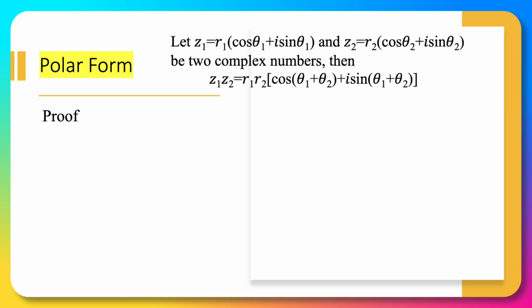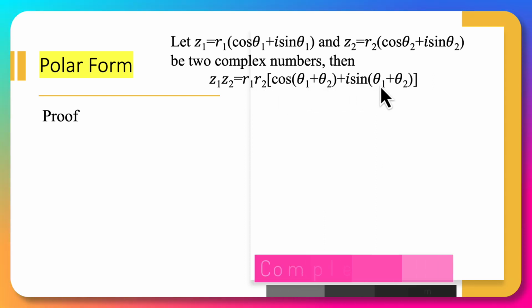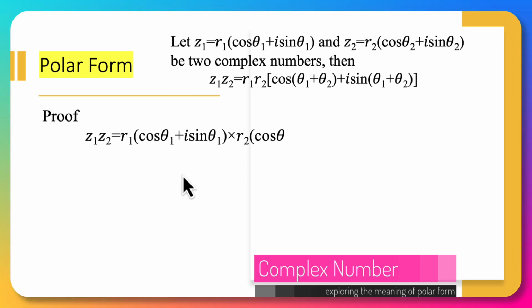Among the several benefits, one is multiplication, which we are going to see. Let z1 = r1 (cos theta 1 plus i sin theta 1) and z2 = r2 (cos theta 2 plus i sin theta 2) be two complex numbers. Then their multiplication is r1 times r2 times (cos (theta 1 plus theta 2) plus i sin (theta 1 plus theta 2)). For the straightforward proof, we will multiply algebraically.